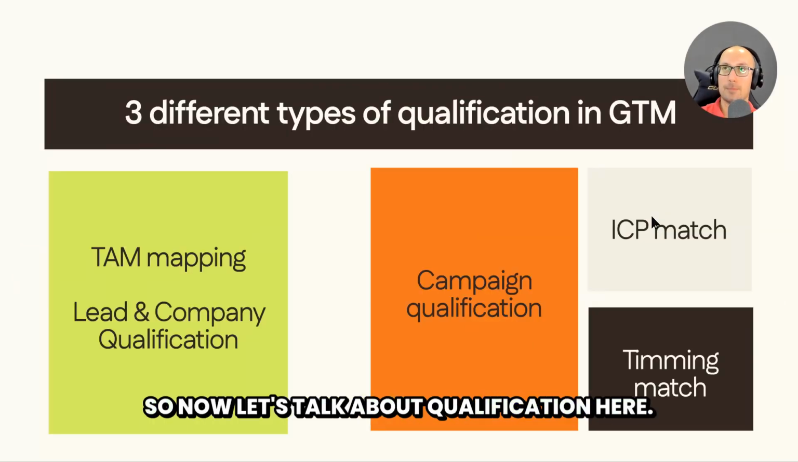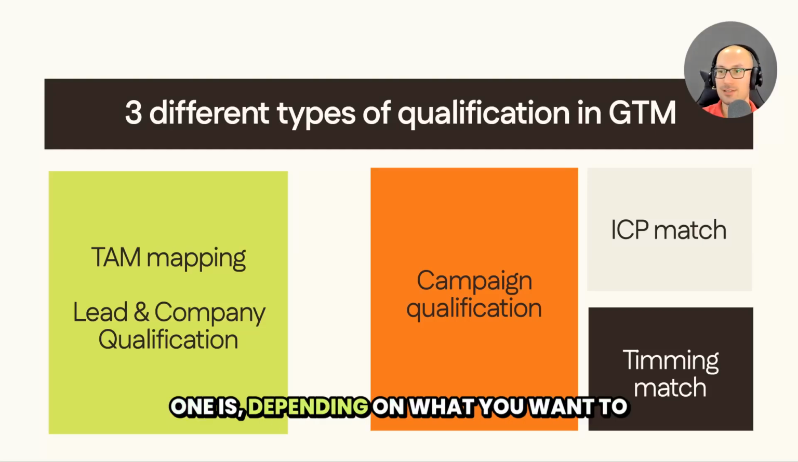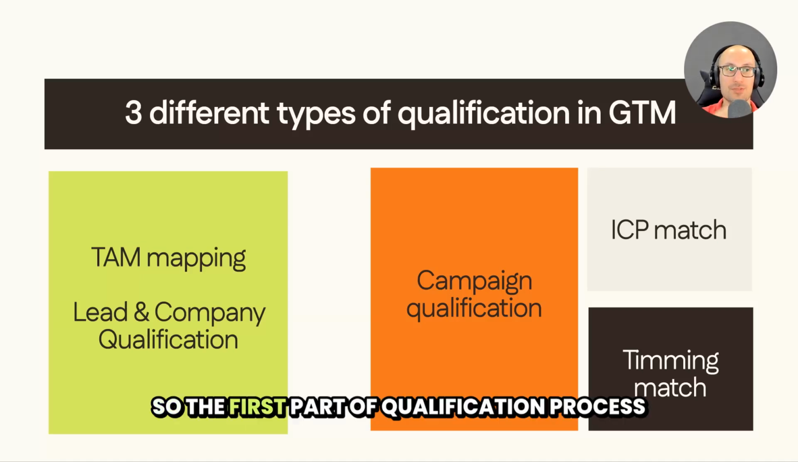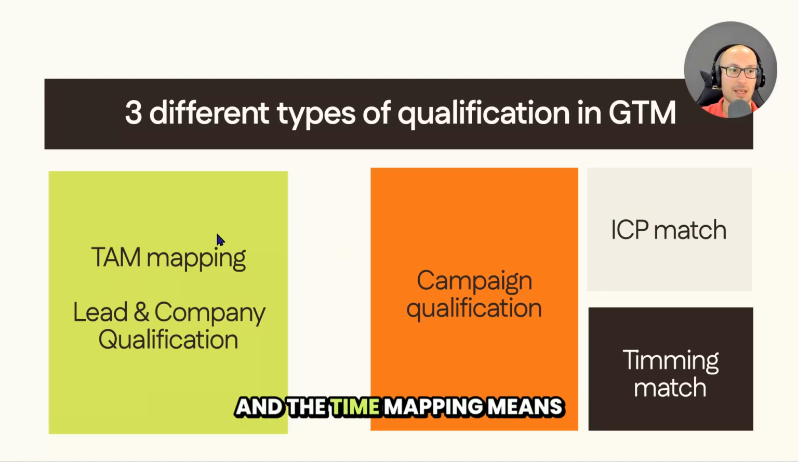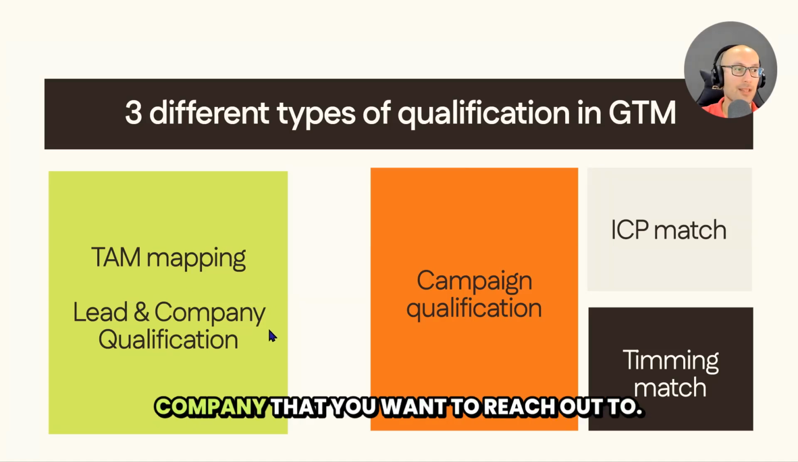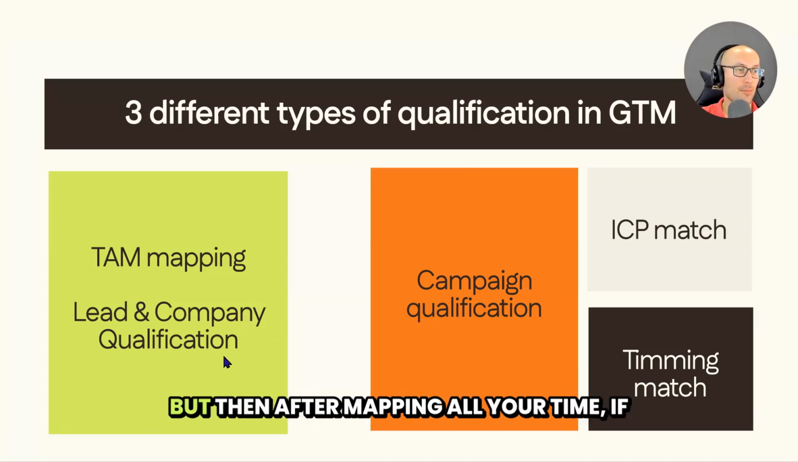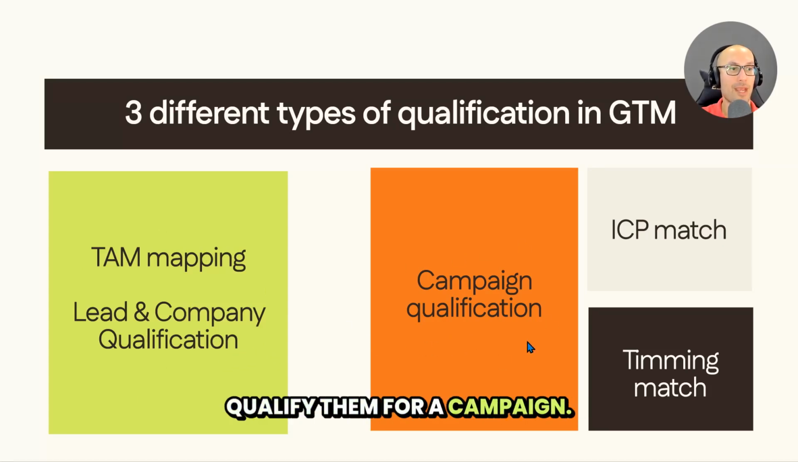So now let's talk about qualification here. There are different parts of a qualification process here. One is depending on what you want to achieve. So the first part of a qualification process for a company should be the TAM mapping. And the TAM mapping means that you can identify the type of leads and company that you want to reach out to. But then after mapping all your TAM, if you want to reach out to them, you need to qualify them for a campaign.